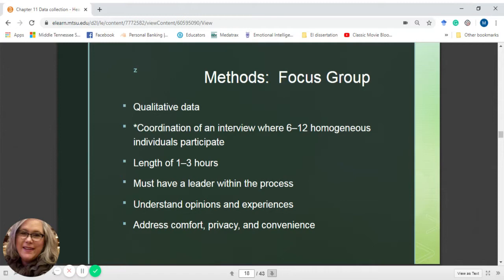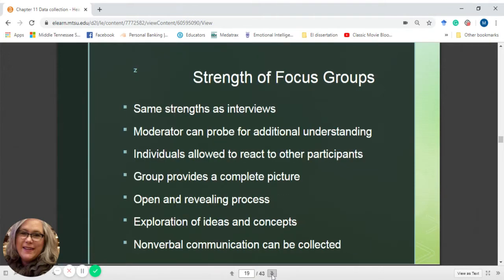We have to have a leader, and they have to understand the purpose of the meeting, and we need to provide a safe environment for them to be able to share that information. Strengths of focus groups are the same as for interviews. We need a moderator. The groups need to understand what's going on. Then the interviewer can get a complete picture of what's going on. We can look at ideas and concepts, and we can again check on those nonverbals.